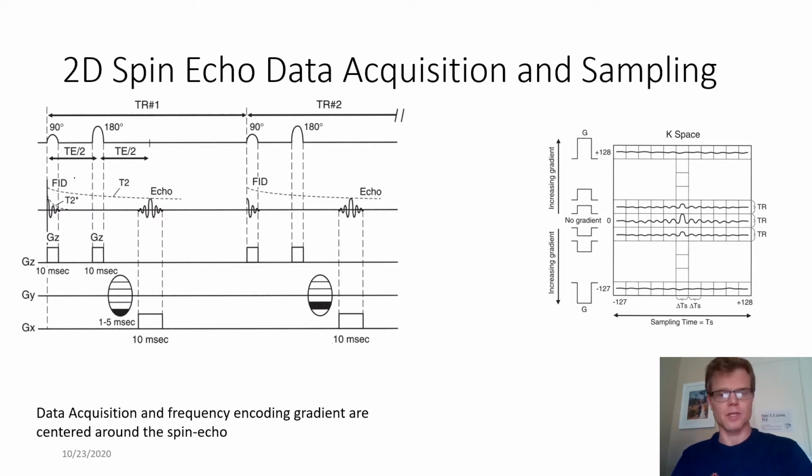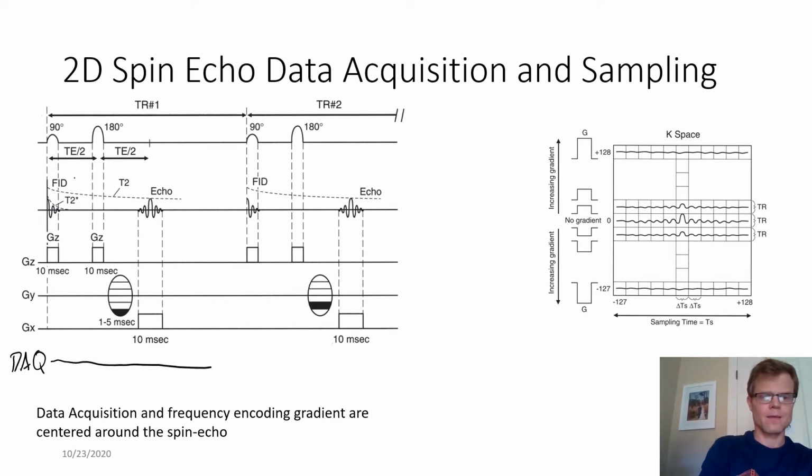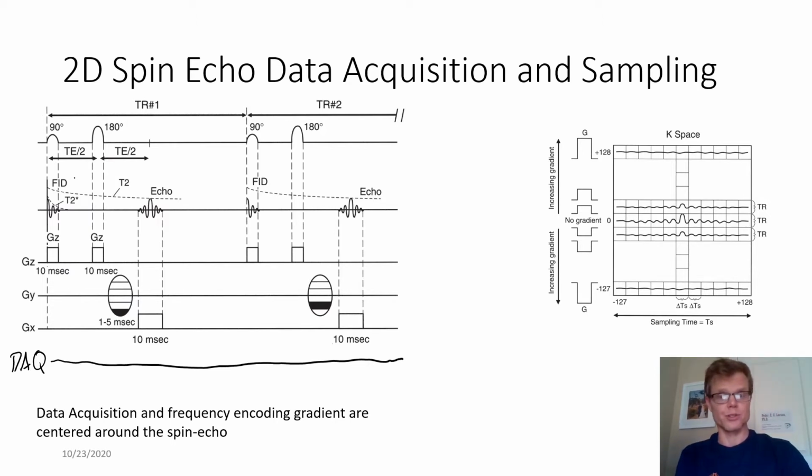So we can also look at this case for the 2D spin echo data acquisition. And we should note here when the data acquisition would be. The data acquisition here corresponds to the time of our GX, our frequency encoding gradient.